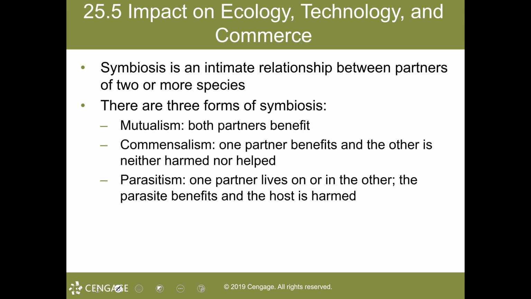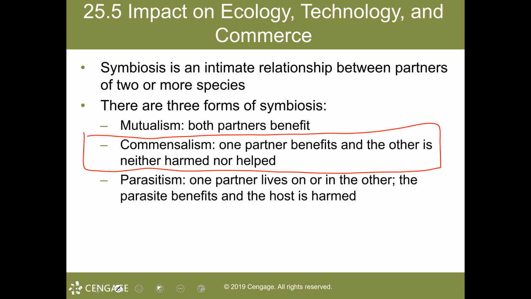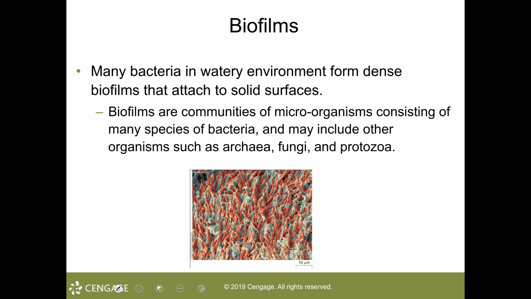And then lastly, class, the impact on ecology, technology, and commerce. So it's a relationship between these species. Mutualistic relationships are where both partners benefit, and in the parasitic one, one will benefit and the other partner will likely be harmed. I won't deal much with commensalism at all. So let's continue on here.